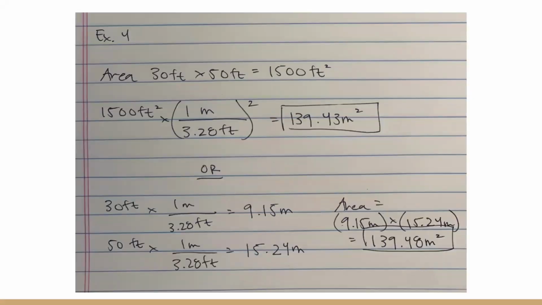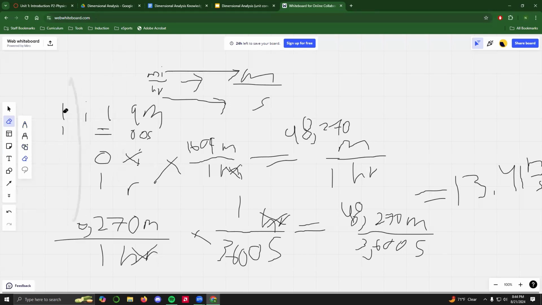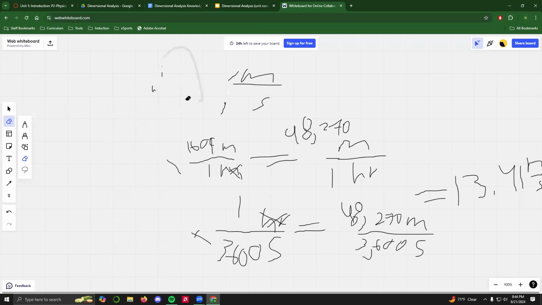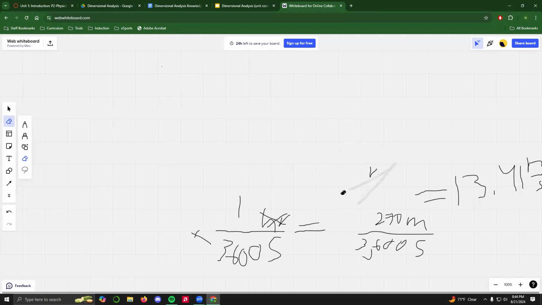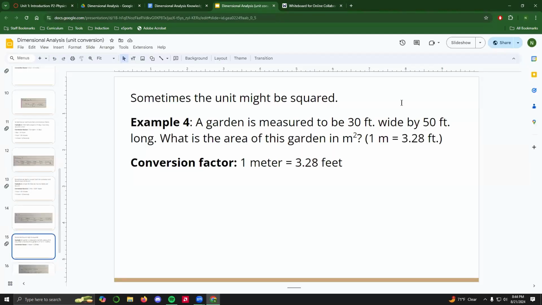So this is one way to do it, where you could just take your units, your conversion factor, and since you're converting from feet squared, you could just do it in 1 and square that conversion factor. There is another way to do it as well, which is you could just take those lengths and convert the lengths first and then multiply for the area, which is the way that I usually prefer. But honestly, this other way is faster.